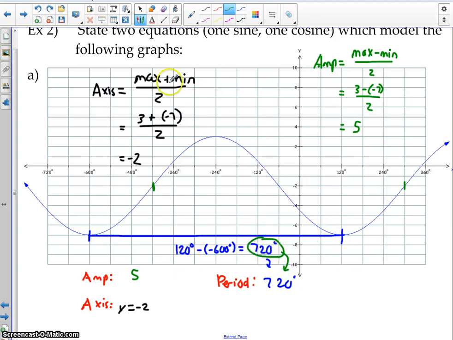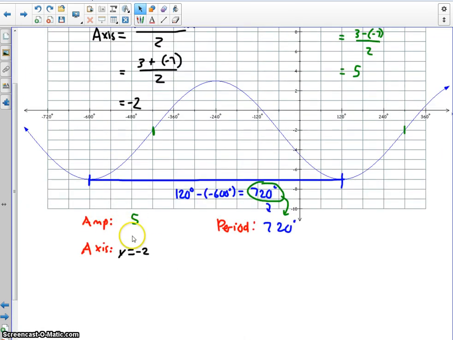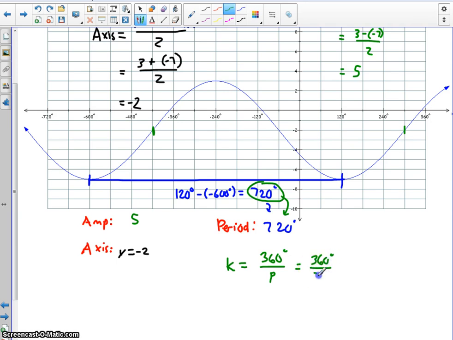Okay, so how does this help me? Well, remember that the amplitude gives me my vertical stretch. The axis gives me my vertical shift. The period, I can use to find my horizontal stretch or compression. So remember that k is going to be equal to 360 degrees divided by my period. So when I throw that in, I'm going to get 360 over 720, which is a half.